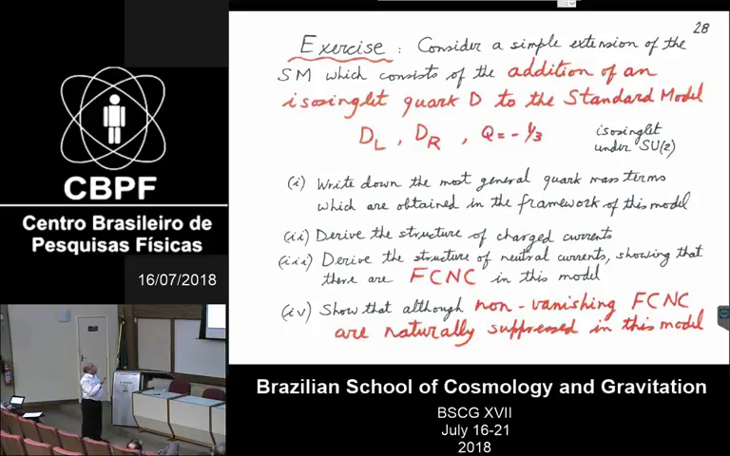But it turns out, it's worthwhile doing this exercise. Write down the most general quark mass terms which are obtained in the framework of this model. These are the general rules of gauge theories. Derive the structure of charged currents. Derive the structure of neutral currents, showing that there are flavor changing neutral currents in this model.